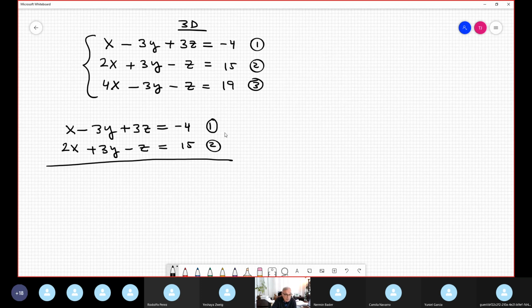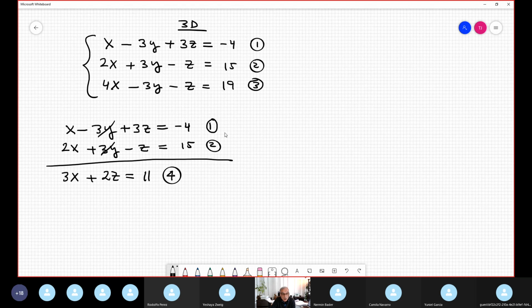Now you add: 1 plus 2 is 3, elimination. And 3 minus 1 is 2, equal to 11, because 15 minus 4 is 11. I call this equation number 4. This equation is a little bit different because it contains two variables, two unknowns. I eliminated one.